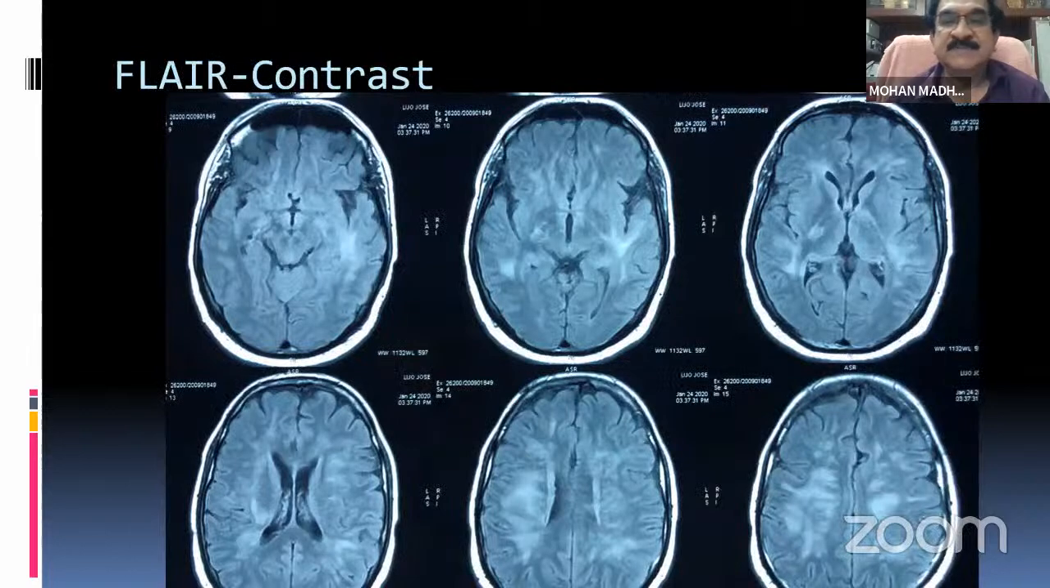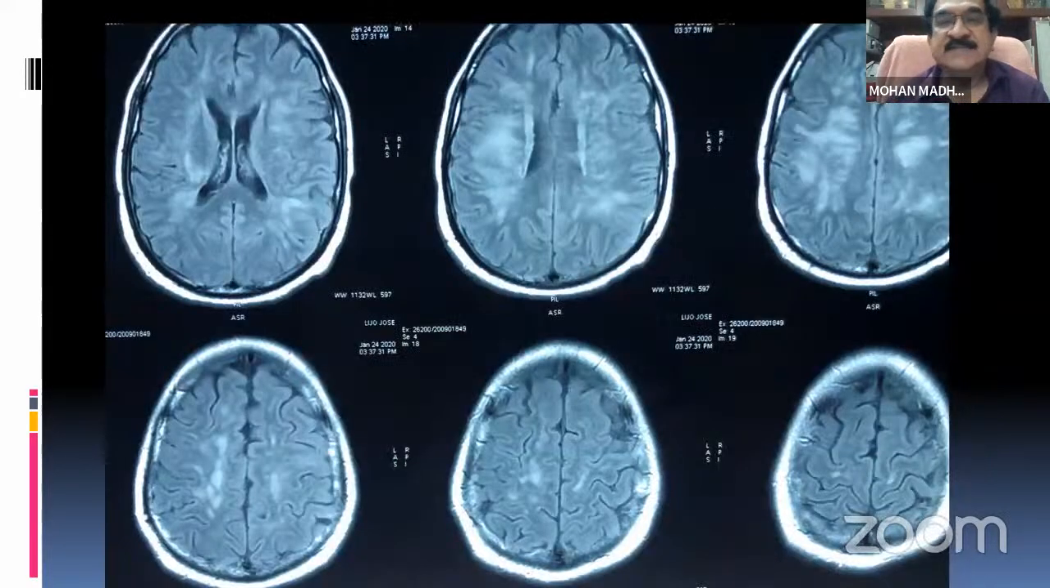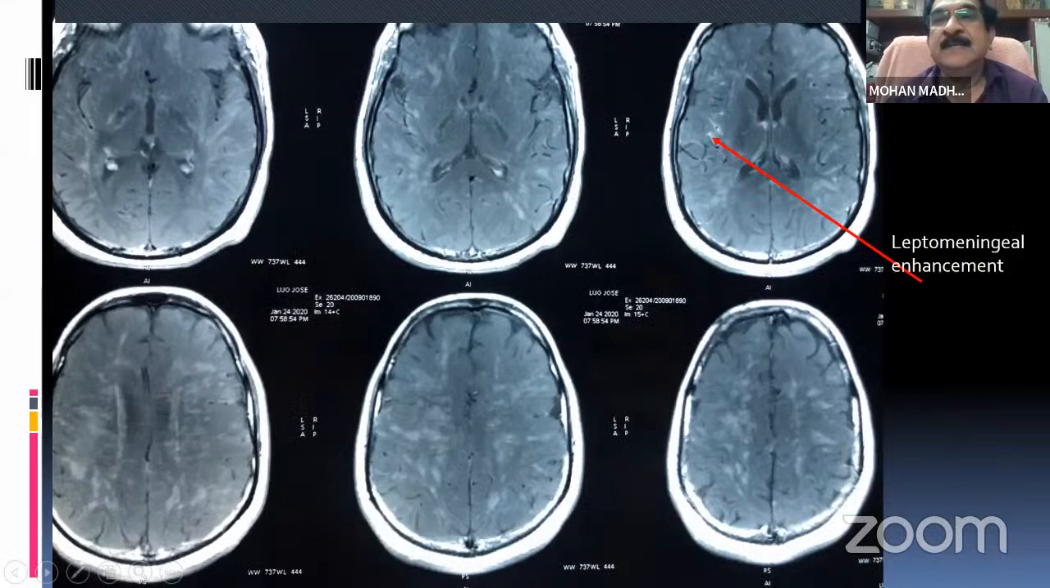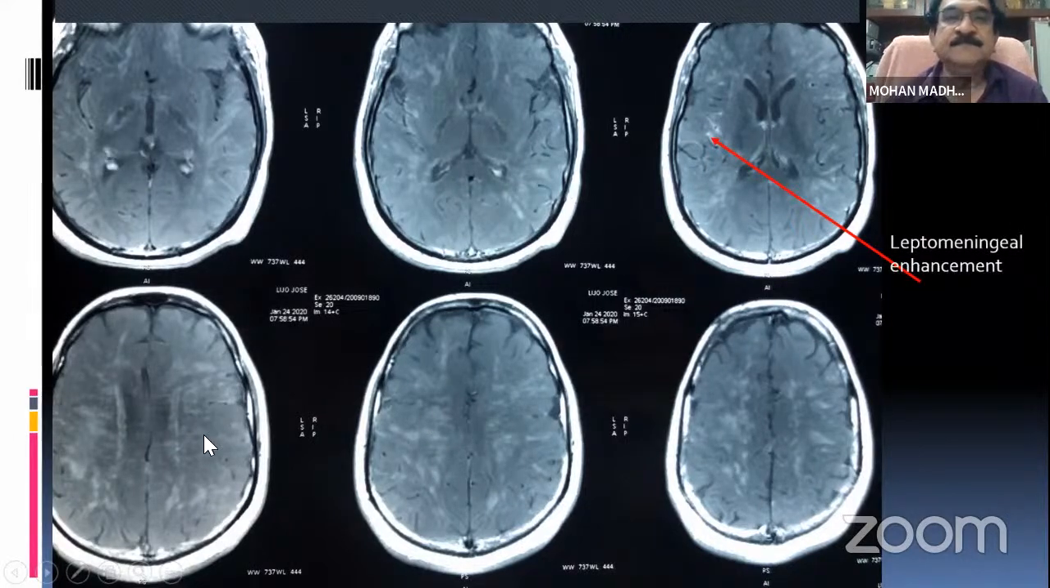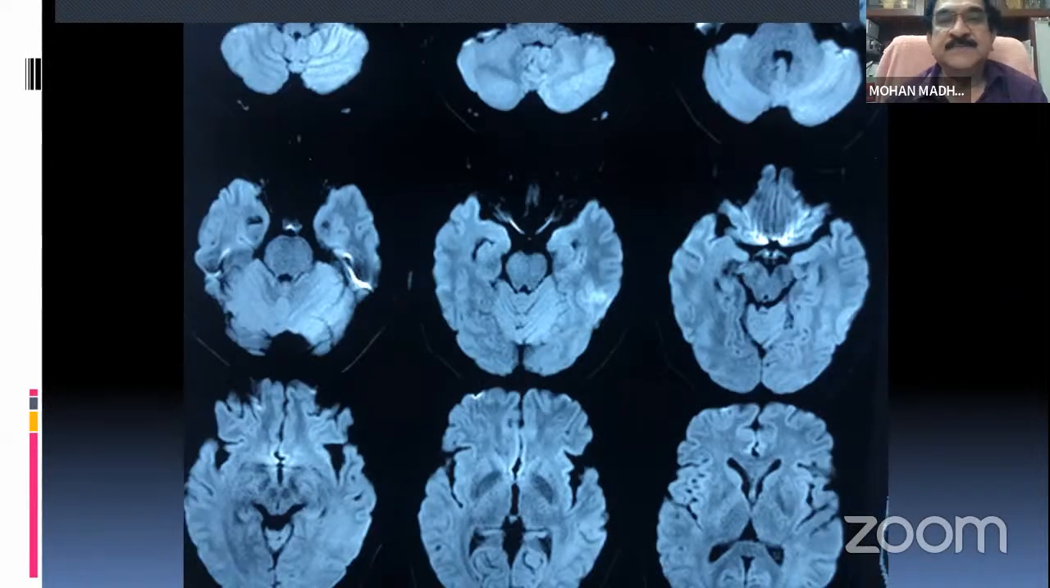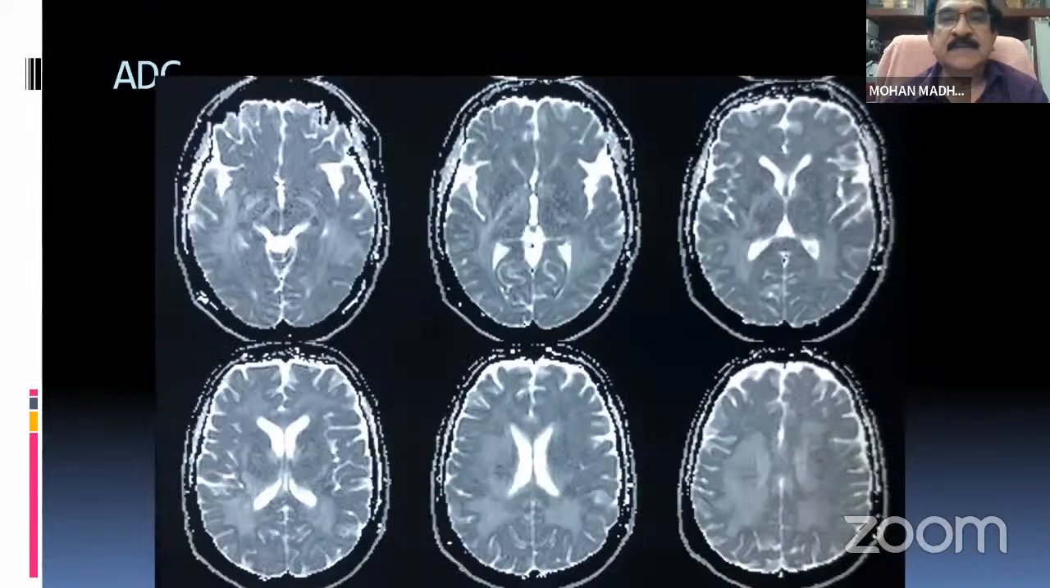This is the FLAIR contrast, which looks the same, not much of a difference. The only thing is that there is some sulcal enhancement which could be seen in the FLAIR contrast. I'll show it in the other cut. This is a contrast T1. There is a patchy enhancement seen in the white matter lesions, and the pial enhancement also could be seen, apart from the enhancement of the white matter lesions. This is the diffusion. There is no diffusion restriction. The lesions are only hyperintense both in ADC as well as in the diffusion.